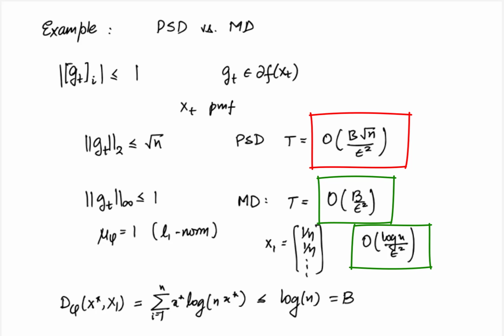We have seen the performance of mirror descent for non-smooth cases. In the next video, we will analyze the performance of mirror descent for smooth and strongly convex functions.